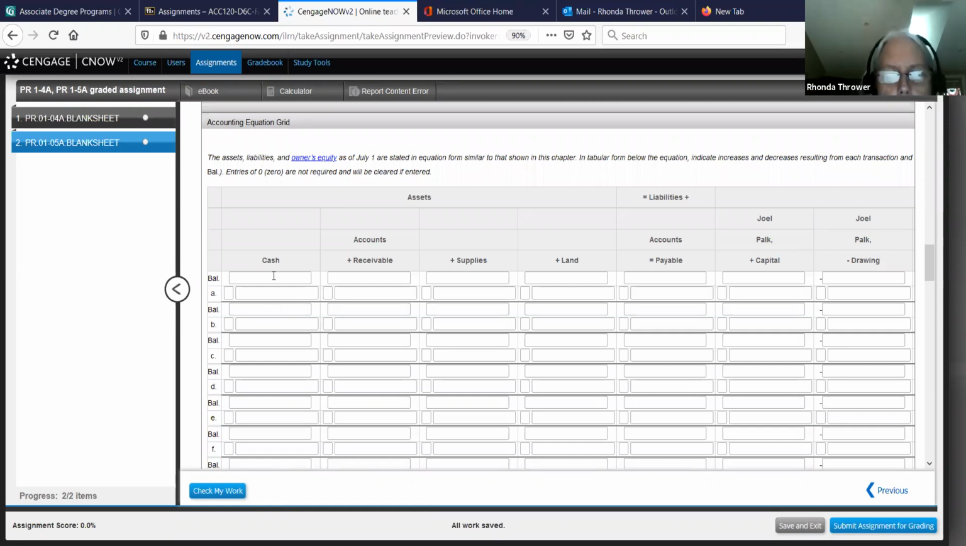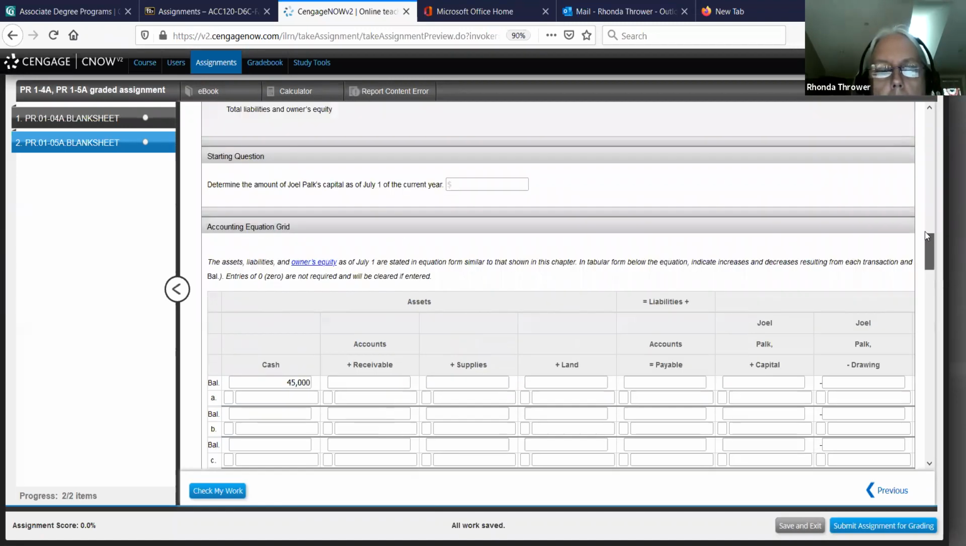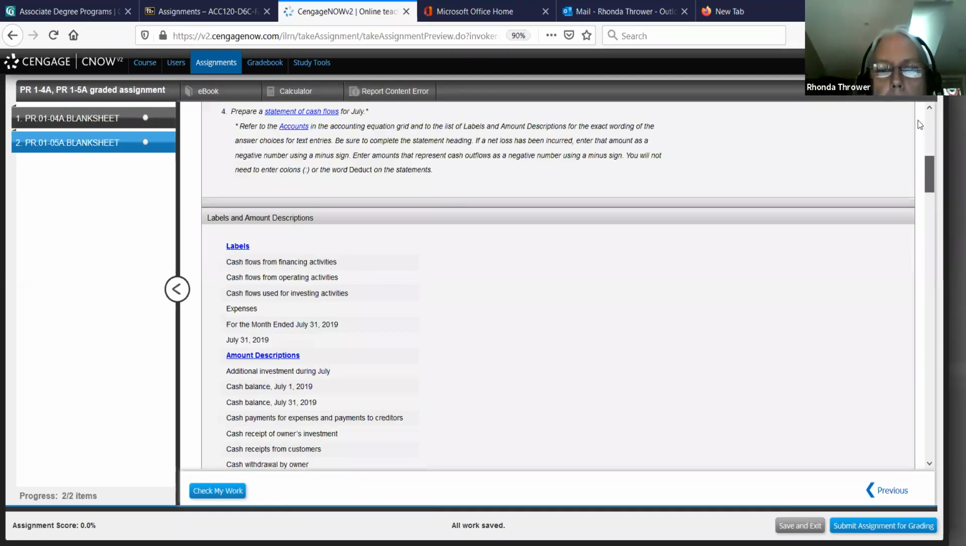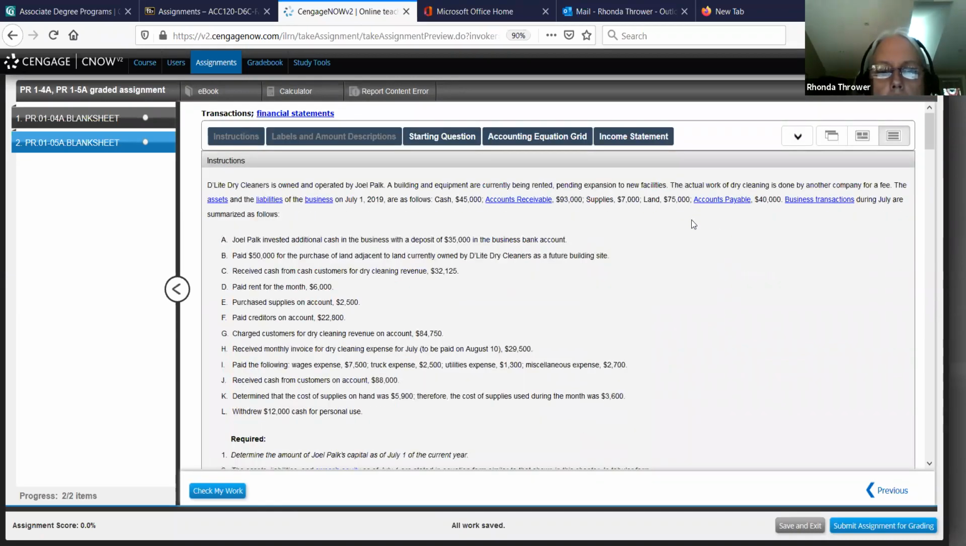So I'm going to go underneath cash and I'm going to enter 45,000. This is a starting balance for this company, and that's the cash amount that you're going to be starting with. And that came from last period's ending amount that was just brought forward. See, it could have been from July or June 30th, 2019. The cash amount brought forward at $45,000.